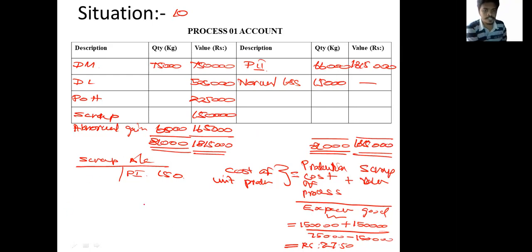Okay. Then we can have the abnormal gain account. Process 1 account debit 165,000. Abnormal gain account credit as process 1, 165,000. Here we have allocated 150,000 for 15,000, but we don't need that much. Even though we thought 15,000 would go and allocated 150,000, we don't need that much to clear the scrap. No need that much. So we can deduct that one.